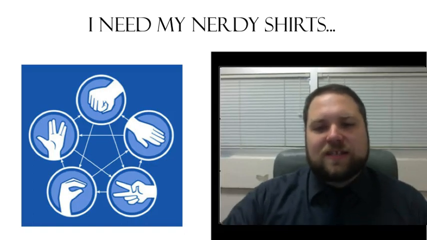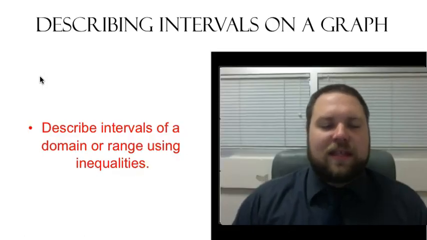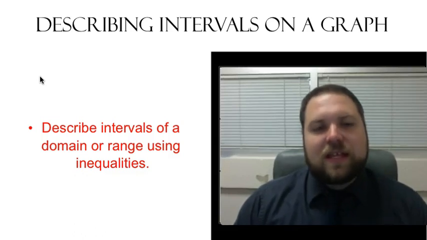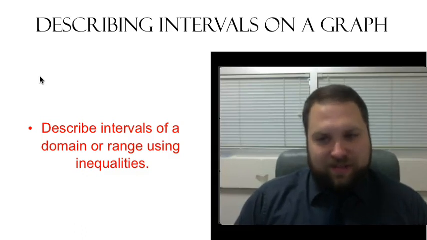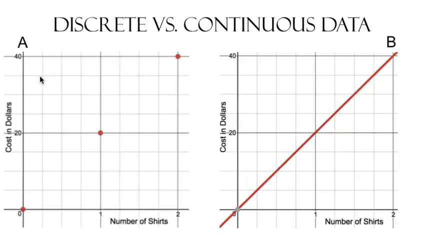And my question is, of these 2 graphs, which one of these better describes the situation of buying t-shirts for $20 each? In this video, we're going to be describing intervals of domain and range using inequalities, and we're going to see what situations require the use of inequalities rather than just a list of numbers like we've been doing.